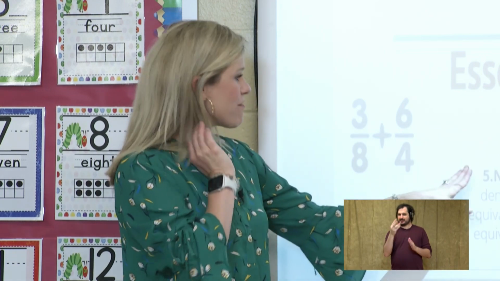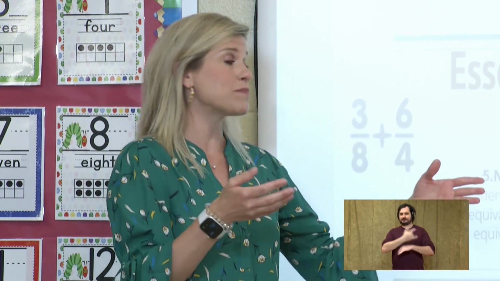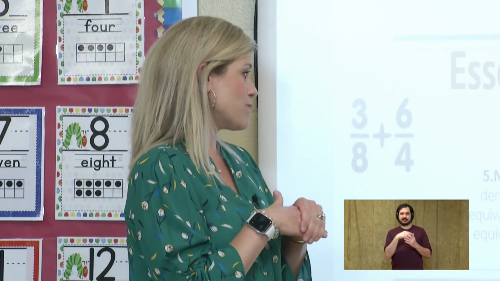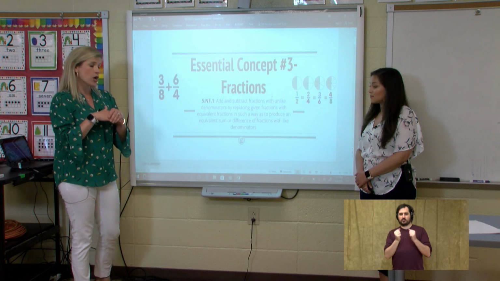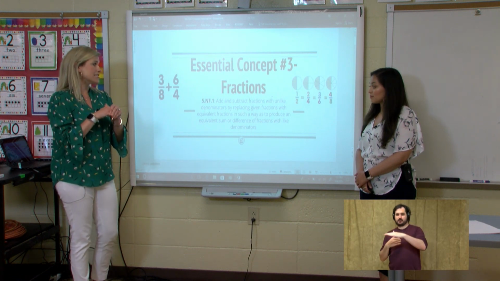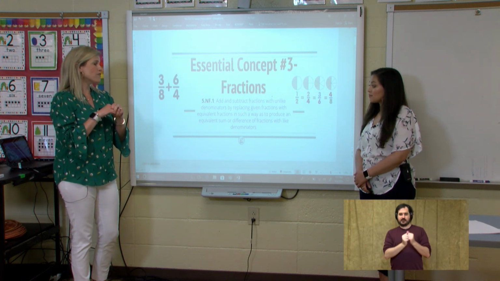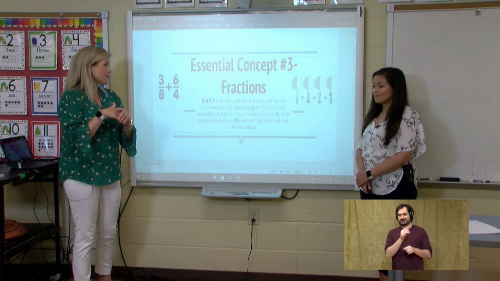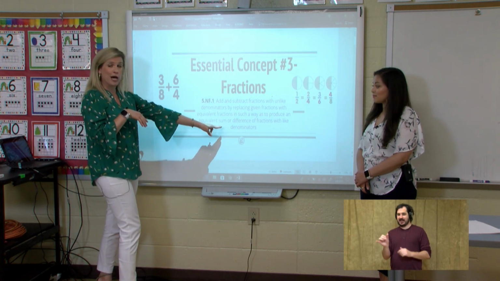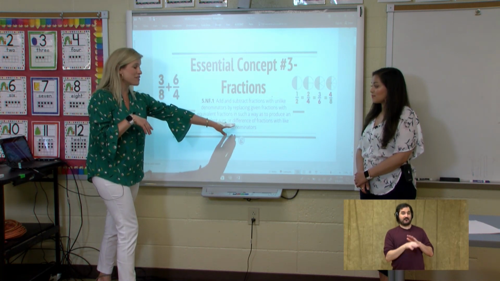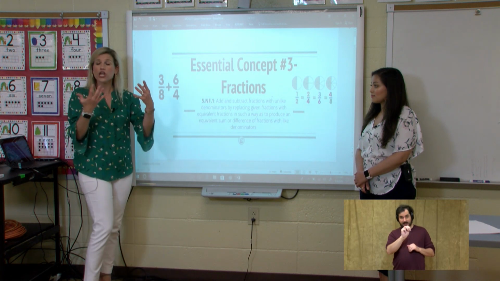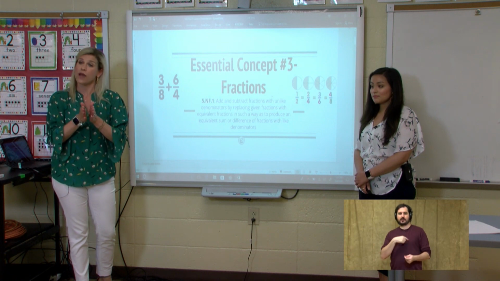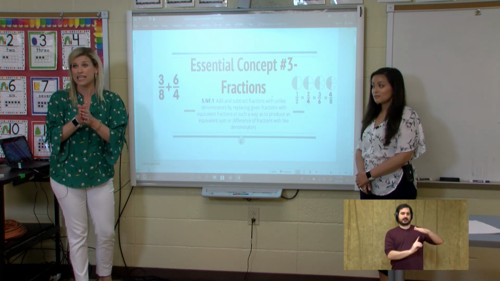Today we're going to look at 5NF1, which is simply adding and subtracting fractions with unlike denominators by replacing given fractions with equivalent fractions in such a way as to produce an equivalent sum or difference of fractions with like denominators. That's a lot. All I'm going to tell you is when you find the sum, you add. When you find the difference, you subtract. And we're going to look at fractions today that have different denominators and figure out how to add and subtract them by finding like denominators.